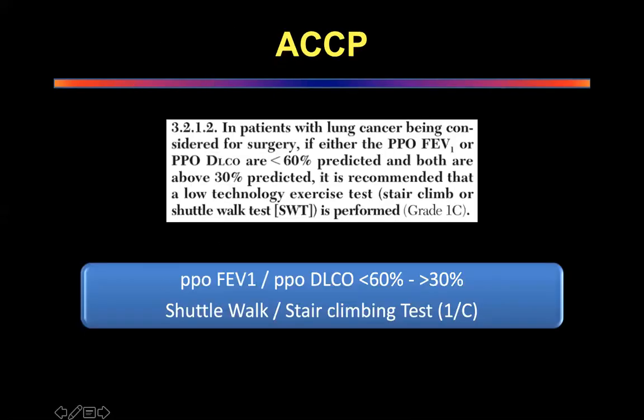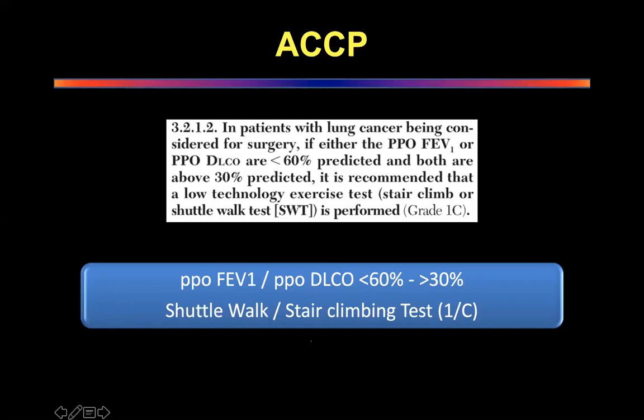So the ACCP guidelines tell you very clearly that if the predicted post-operative FEV1 or the predicted post-operative DLCO is less than 60, further testing is needed. The ESTS ERS guideline uses less than 80. They say more than 80 is okay for pneumonectomy, lobectomy, no further testing. But ACCP says more than 60 is okay for lobectomy, pneumonectomy. That's a slight difference between the two, depending on what papers each one of them are reading. But if it is less than 60, then you have to do further tests.